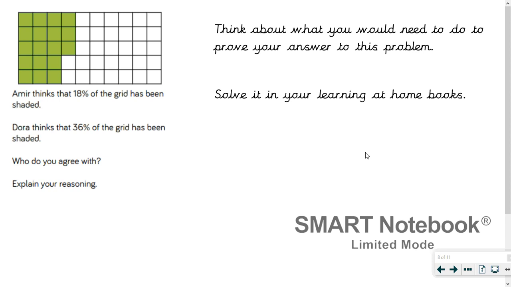So what I want you to do is solve this in your home learning books. I want you to do your best at using the method we've used. A hint I will give you: think about the denominator we've been making. Think about the denominator Amir is going to have made, and think how Dora might have used the denominator we've done to get her answer, and we'll see who you think might be right. So pause the video, have a go, and then unpause, and we'll go through the answers. So give it a pause, crack on.